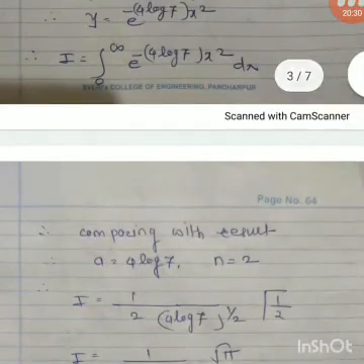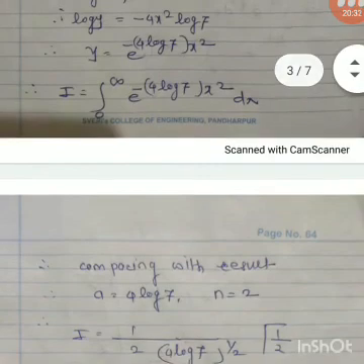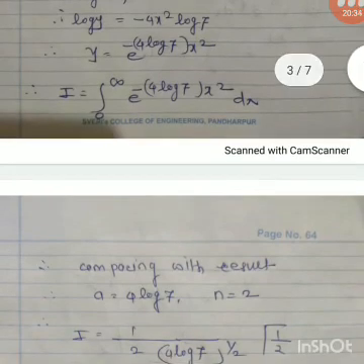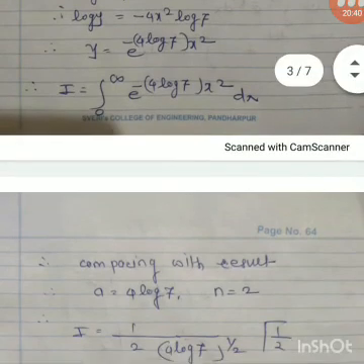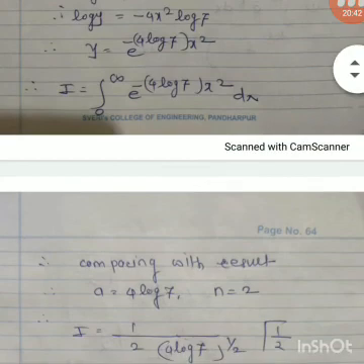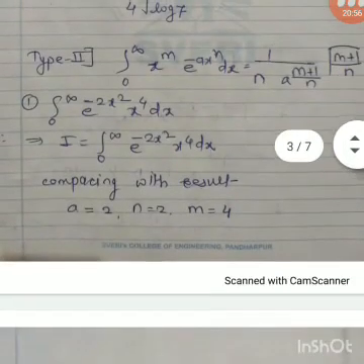This one is an important one. The second example, 7 raised to minus 4x square. The example is not in the standard form, that is e raised to minus a x raised to n. We have to convert it. How to convert? Taking log on both sides and again taking anti-log on both sides, so that we get the form e raised to minus 4 log 7 x square. Again comparing with the result, coefficient of x is 4 log 7, power of x is n, that is 2, and put the values, simplify, we'll get the answer.